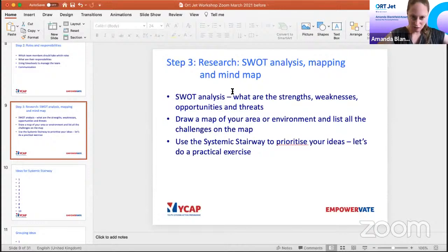And then we're going to do a very interesting practical exercise called the Systemic Stairway. This is basically an exercise to prioritize your ideas. It's firstly a brainstorming technique, and then it's also a way to look at new business ideas. It could be your current business, and you want to expand it, you want to add a new element to it. So you're thinking, what can I add to my business now? You can use this to prioritize what you would add, whether it's a new product or a new service.